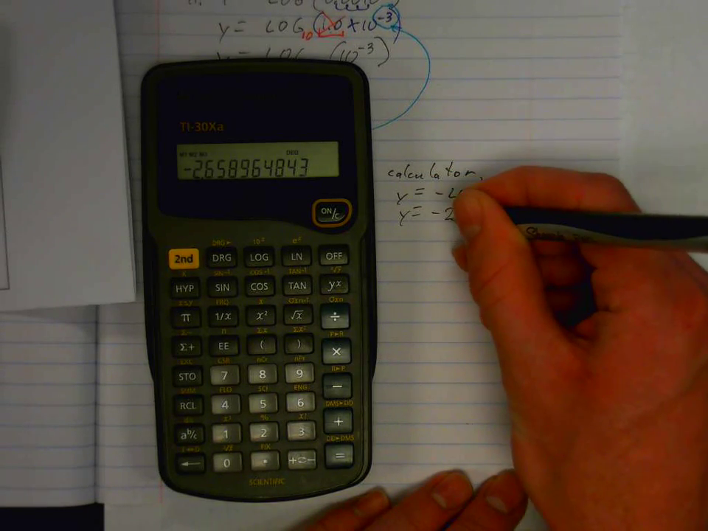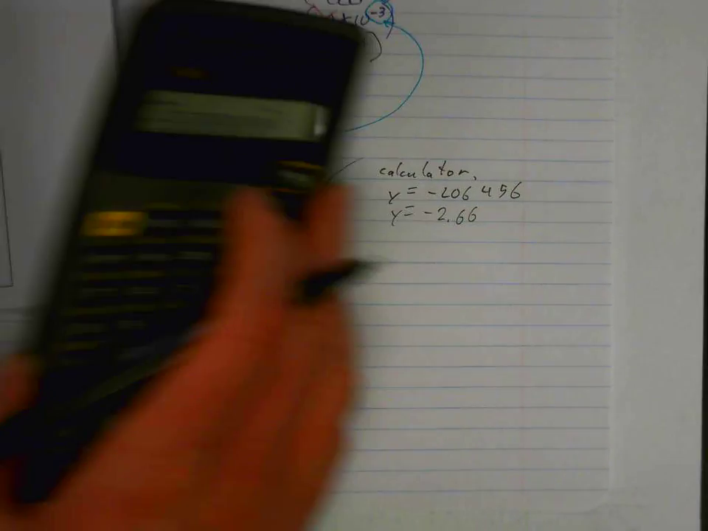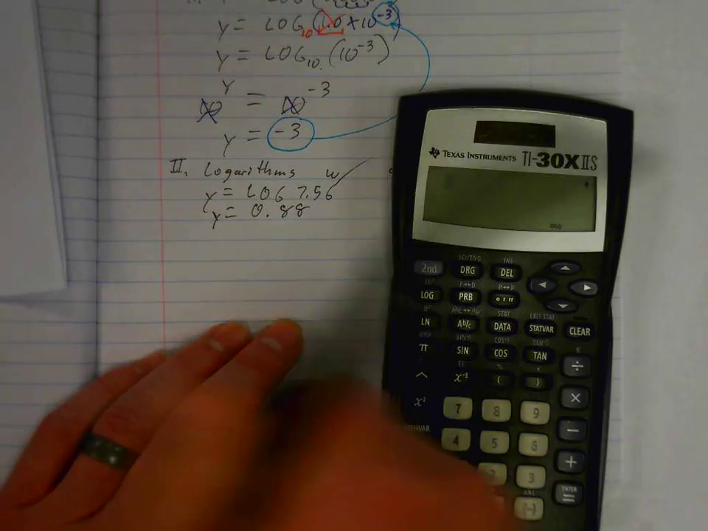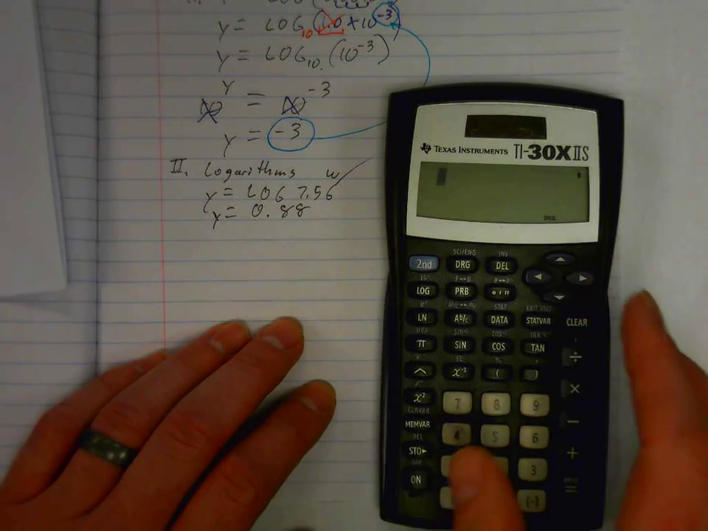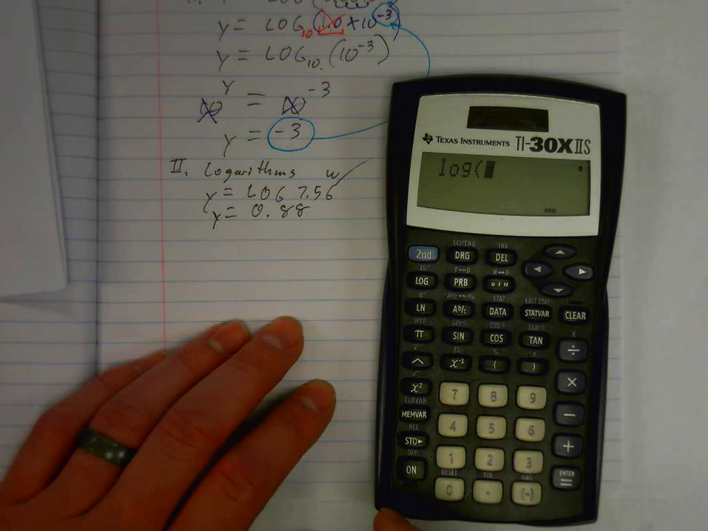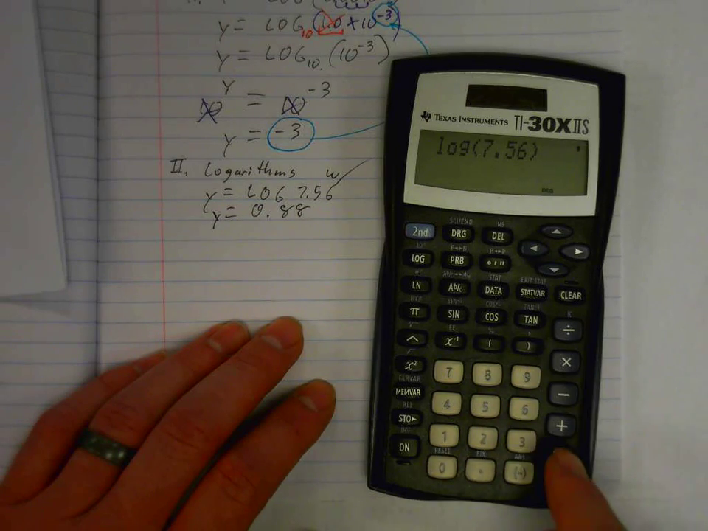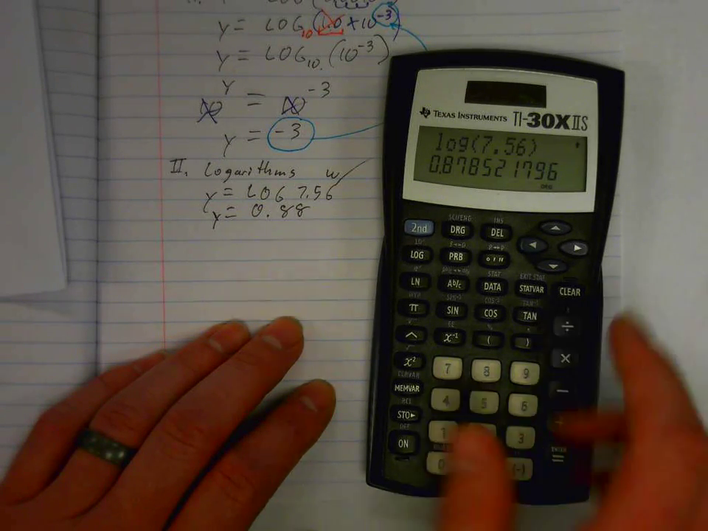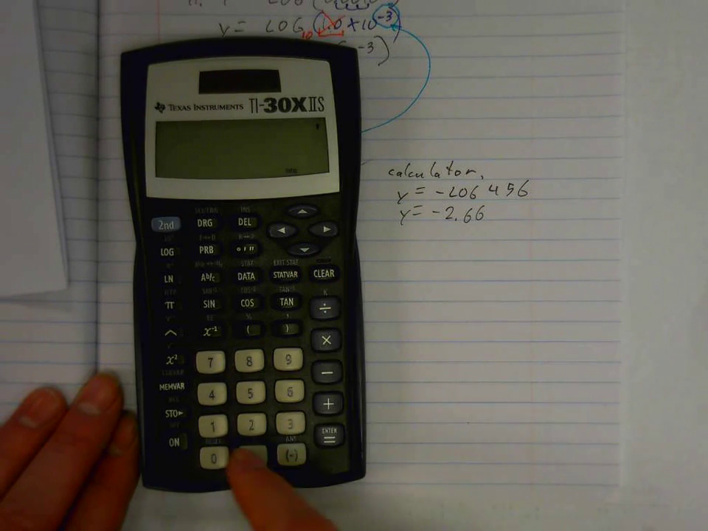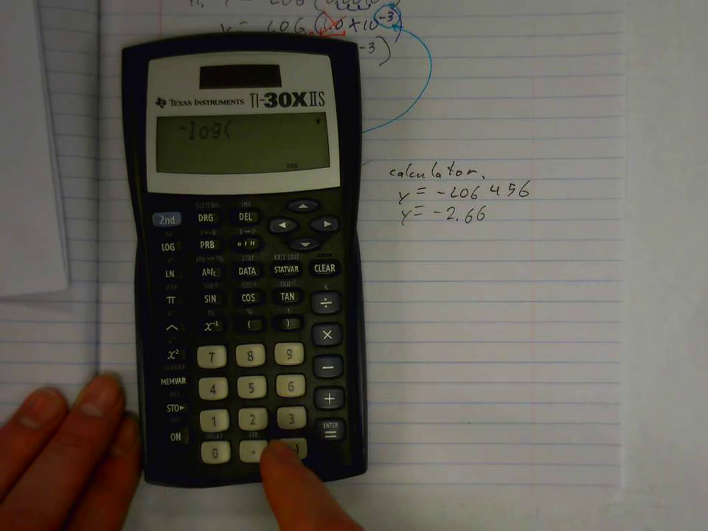Let's try this other style of calculator. In this style of calculator, if I did the first problem, I would do the log function first, then 7.56 close parentheses equals. In this second problem, I again would put the negative key, then log, then 456 close parentheses, and I should get the same number. Good.